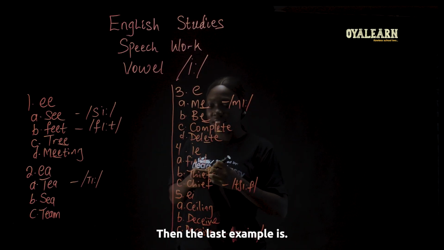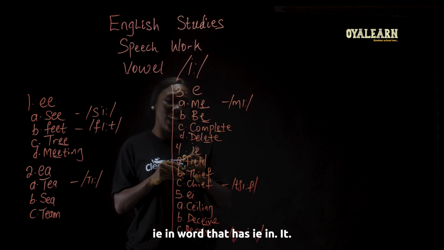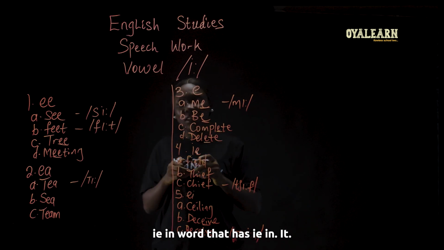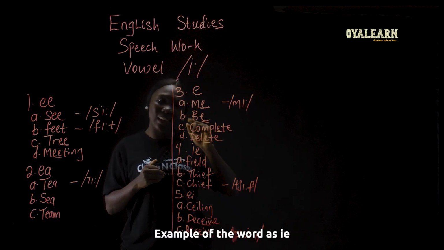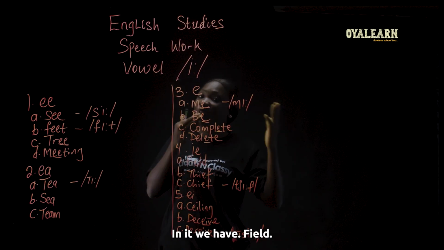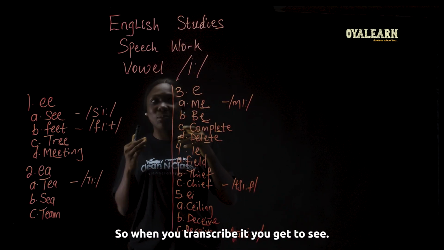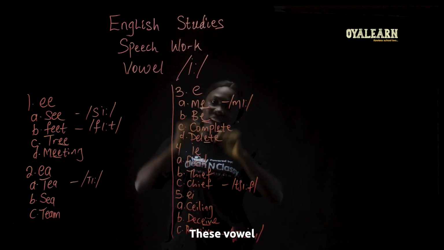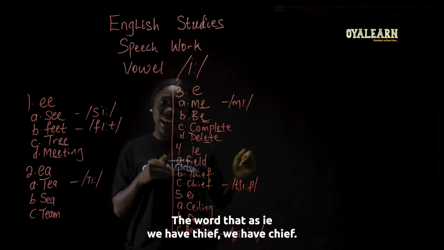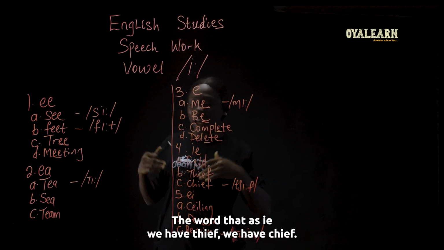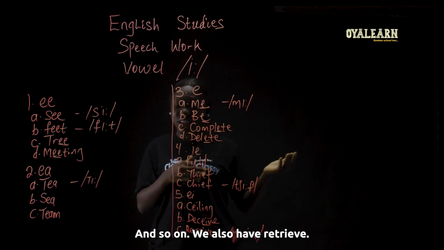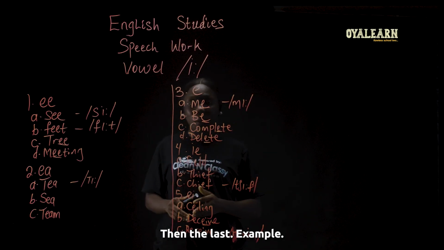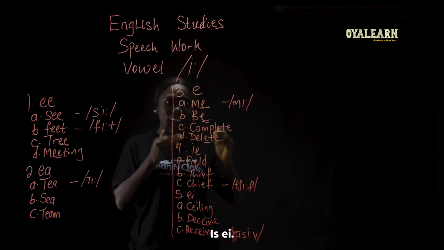All right. Then the next example is IE, a word that has IE in it. We have field. When you transcribe it, you get to see this vowel in that word. We have thief, chief, and so on. We also have retrieve.